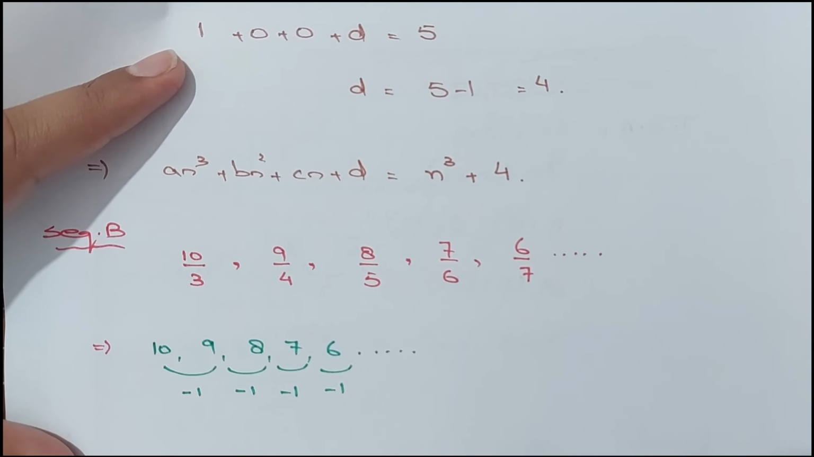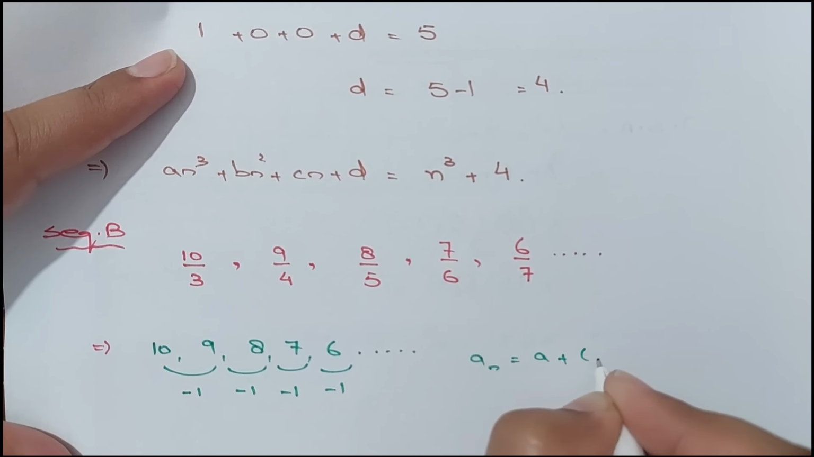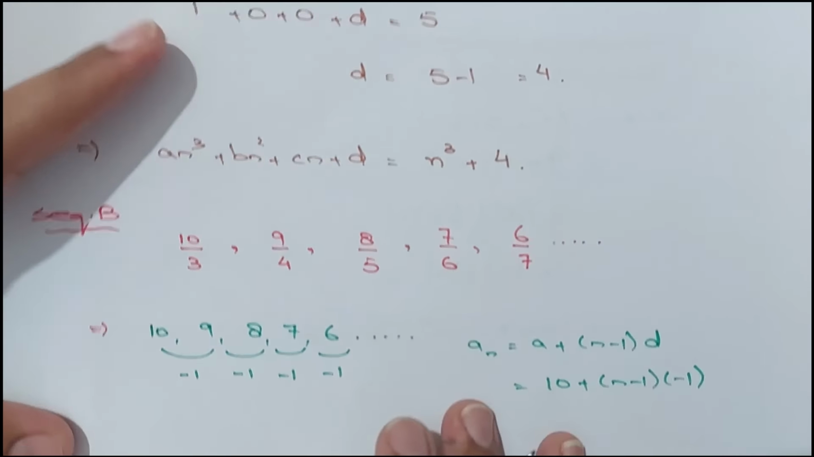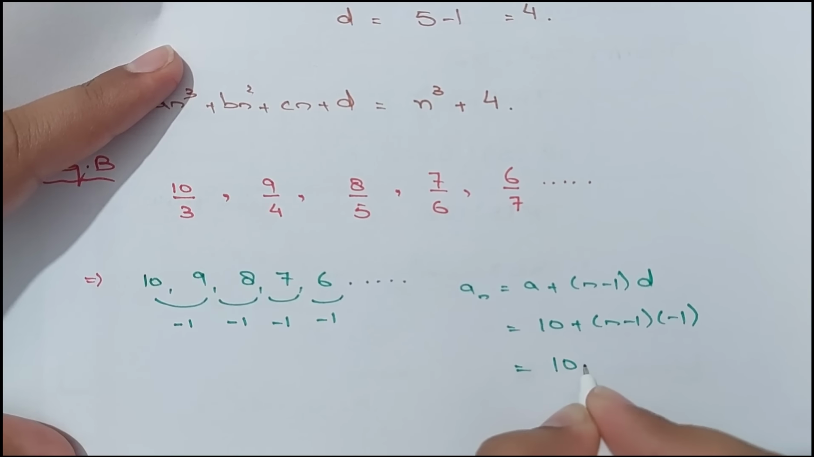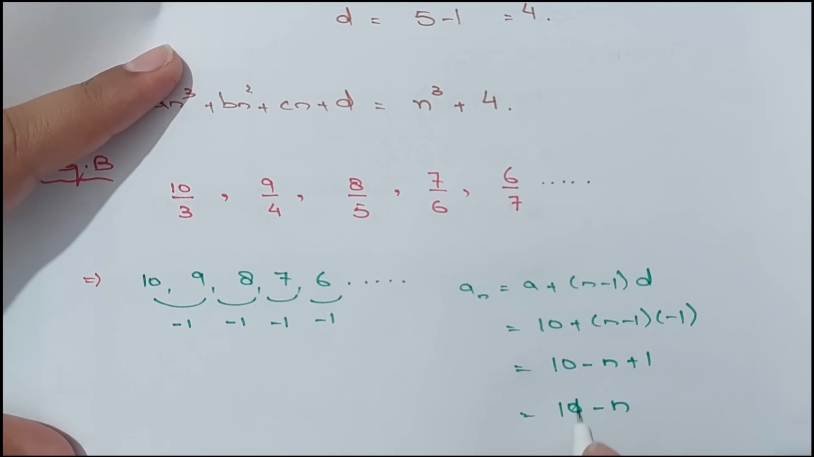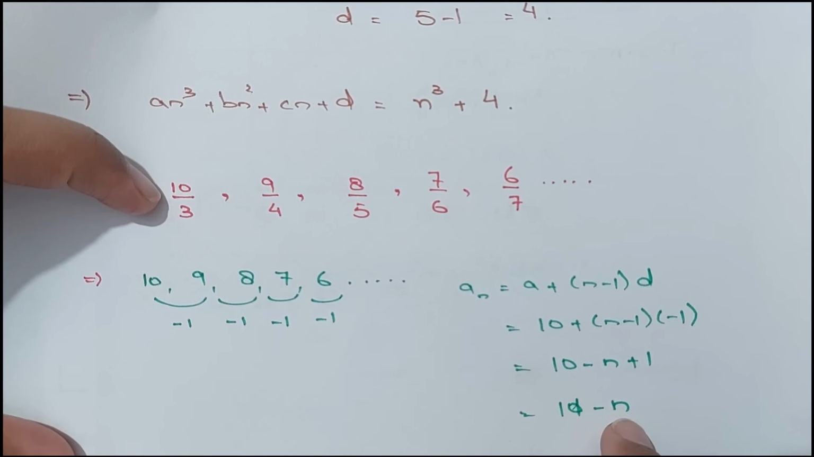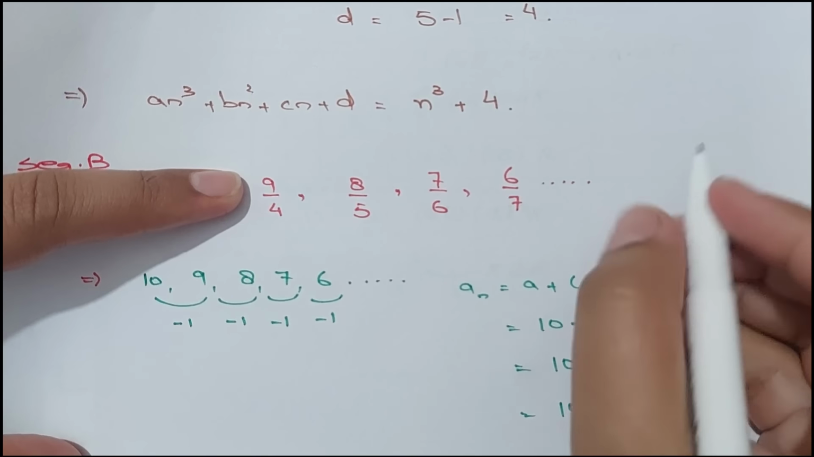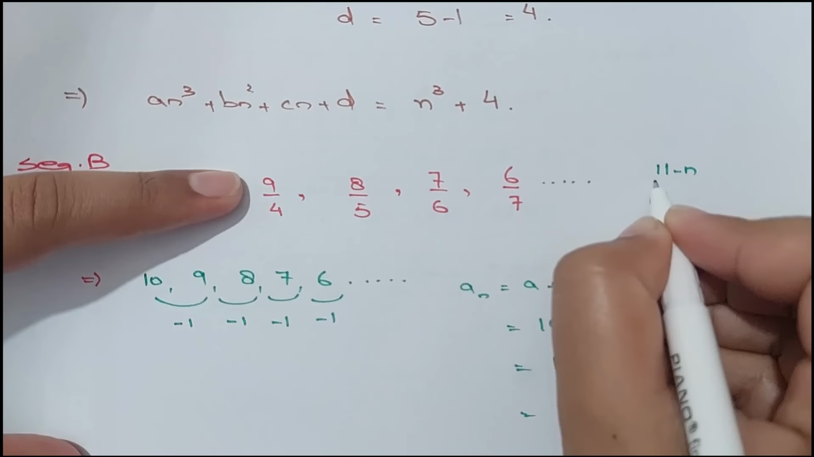So in the numerator, it is an arithmetic progression. So a n equals a plus n minus 1 into d. A is the first term, n minus 1, d is the common difference, which is negative 1. So we have 10 minus n plus 1, so this is 11 minus n. 10 plus 1 is 11, sorry, 11 minus n: 11 minus 1, 11 minus 2, 11 minus 3, 11 minus 4, 11 minus 5, right? So the numerator is 11 minus n.